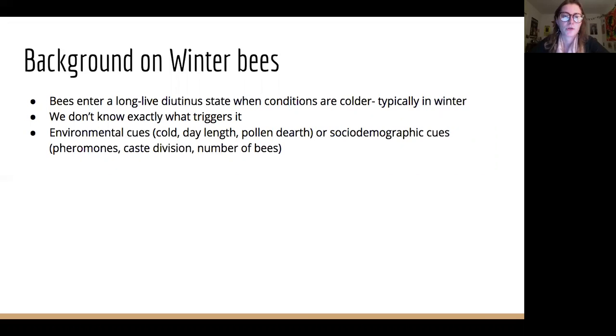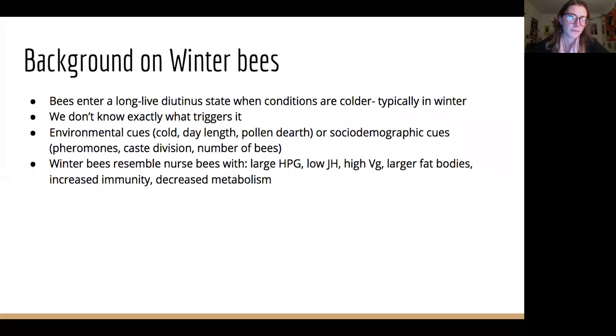Sociodemographic cues could be pheromones, caste division, the number of bees in each caste, things like that. And we don't know how they all interact, probably a lot of different interactions coming together. But I'm interested in looking at how you could maybe use the effects of overwintering to your advantage, how to prepare for overwintering, things like that.